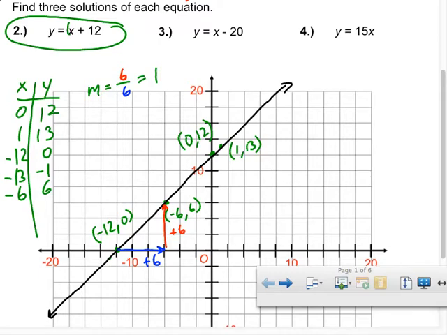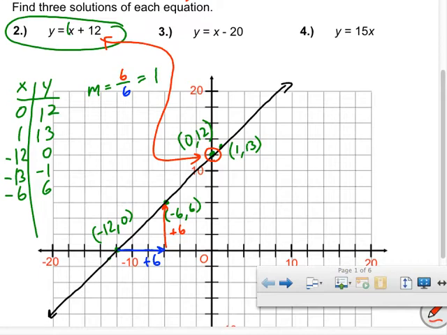And then I also have my y-intercept. So let's look at my y-intercept. If you look, here's my y-intercept. There's my y-intercept. Are we good? Just some review.